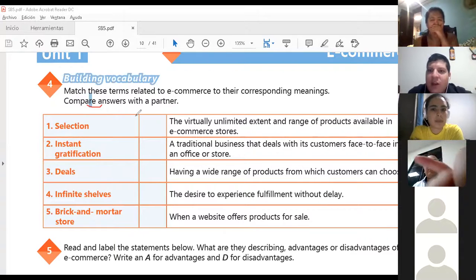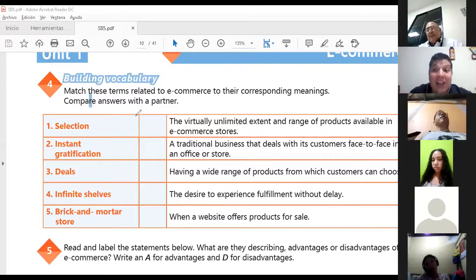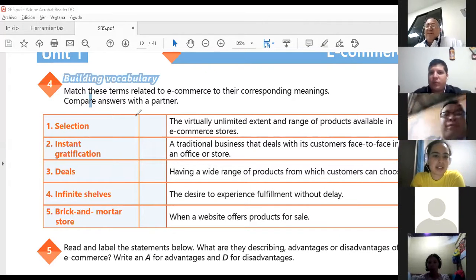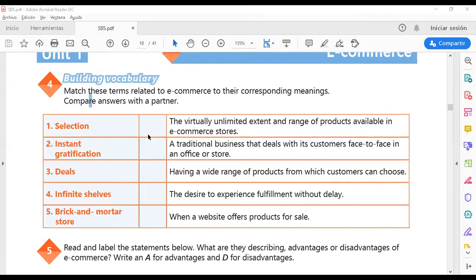Compare answer with a partner. Okay, how do you say bostezando? Yawning. Very good. Yawning.